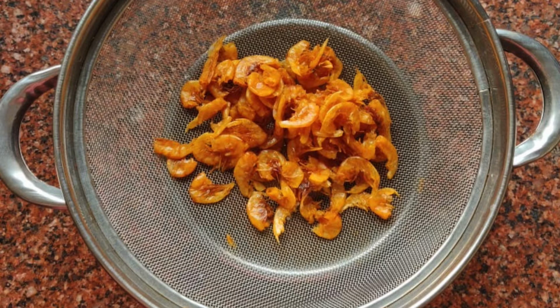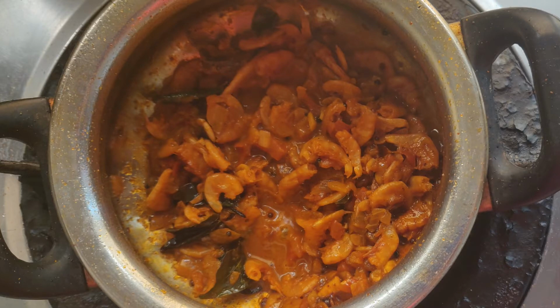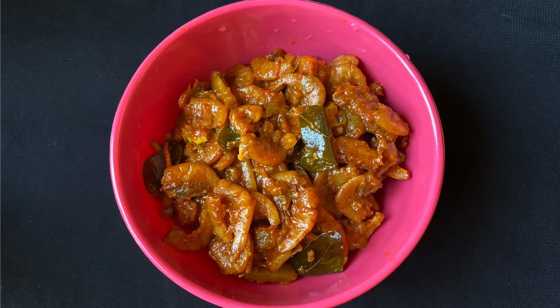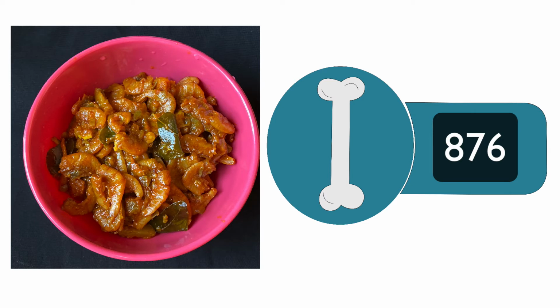Strain the dried shrimp in a sieve for a few minutes. Add this to the mixture in the pan. Cover and cook on low flame for 5 to 6 minutes. Dried shrimp curry is ready. One serving of this recipe gives around 876 milligrams of calcium.